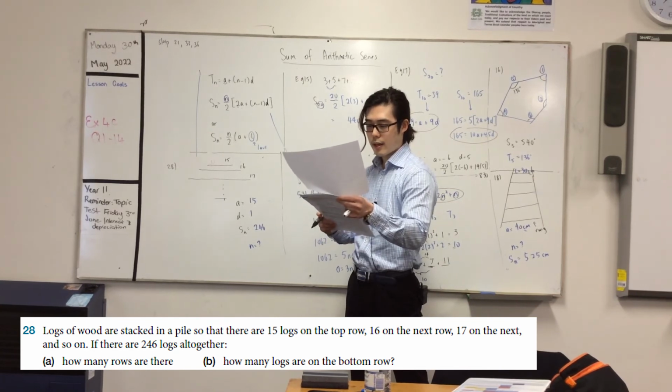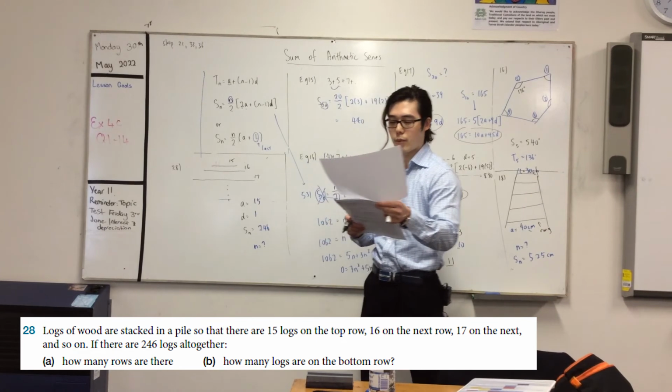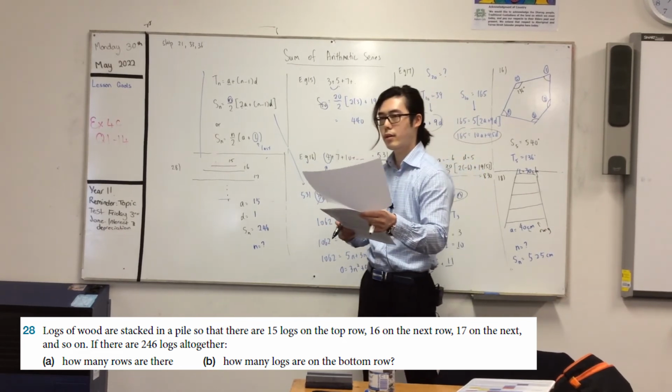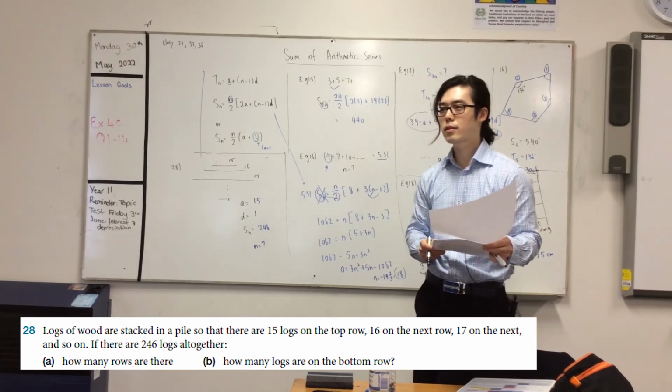Now for part B, you need to know what Tn is: how many logs are there on the bottom row? Why are you confused?